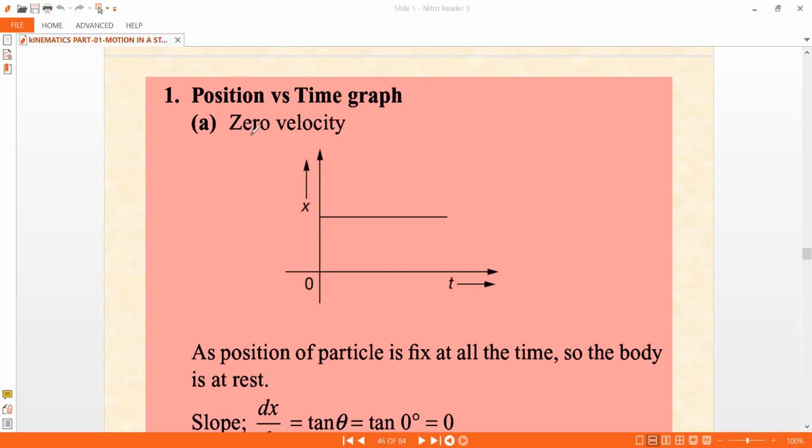So position time graph, this is the condition of zero velocity. When you have a position time graph that is a straight line like this, that is a situation of zero velocity, or you can say the particle is at rest. This is a line parallel to the x-axis, that is the time axis. If it is parallel to the x-axis, then it has zero velocity, and that means the displacement is not changing with time.